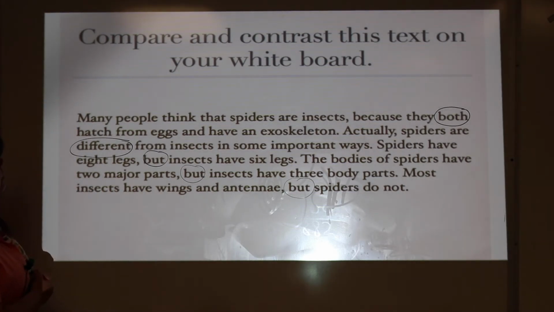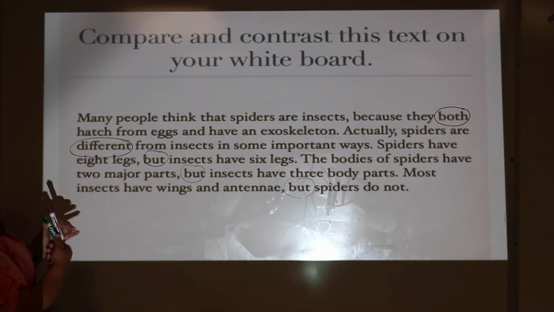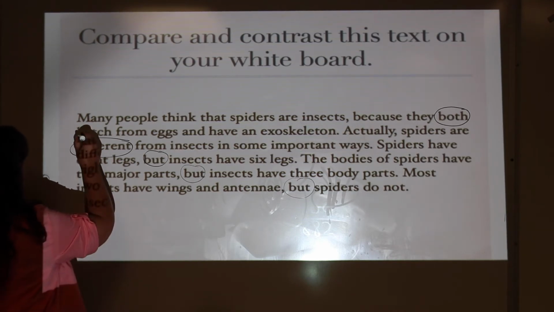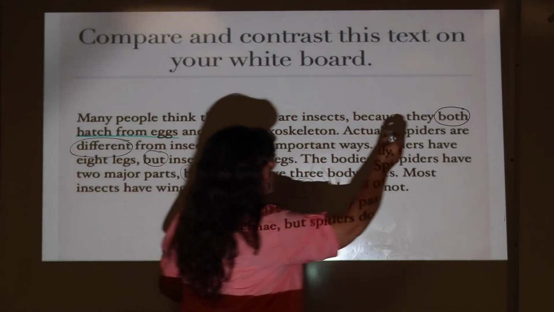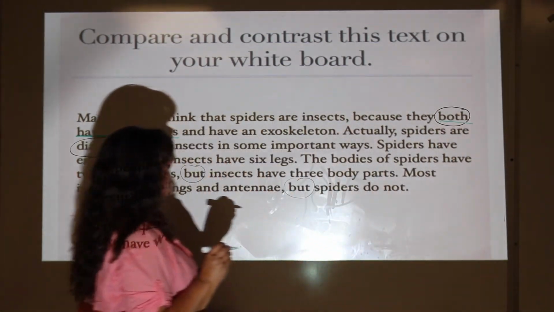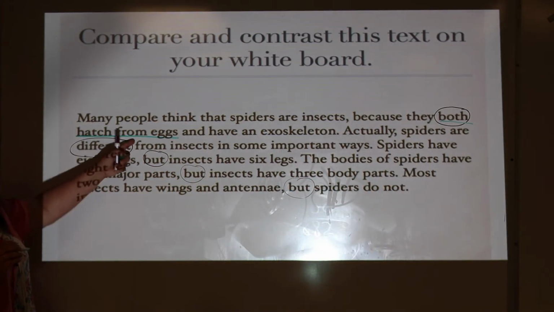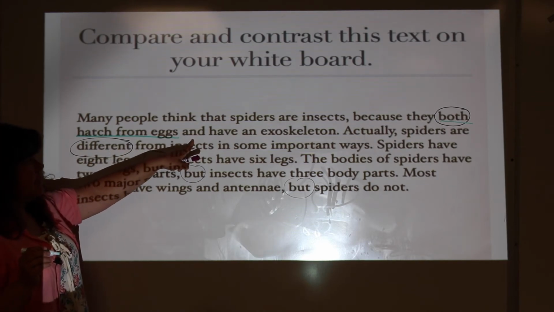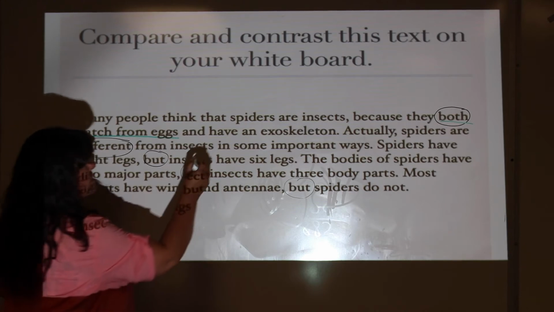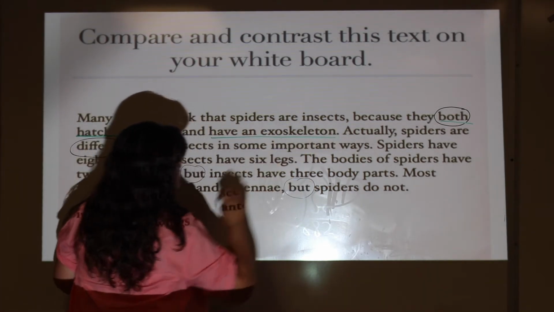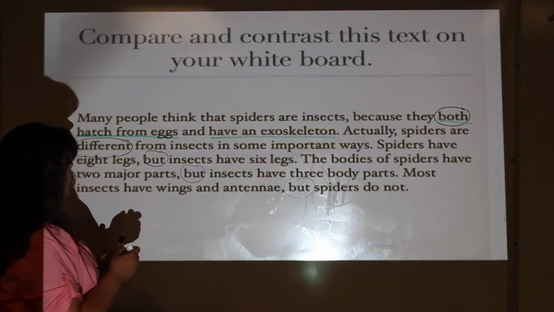So first let's go through and look at this. So I've got spiders and insects. People think they're the same because they both hatch from eggs. So that's going to be both. They both hatch from eggs. Both of them do. And I'll go ahead and underline my both because I want to know that this is both of them. Oh, something else. I've got this word and that's letting me know that it's something that's going to be as well as they hatch from eggs. They have an exoskeleton. That's a hard, crunchy part of their body.